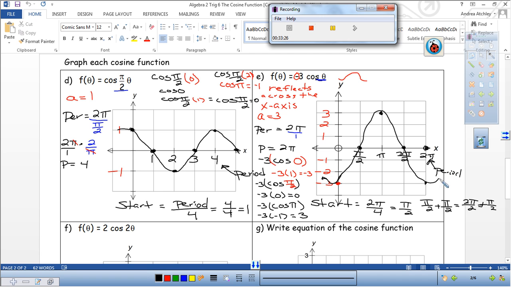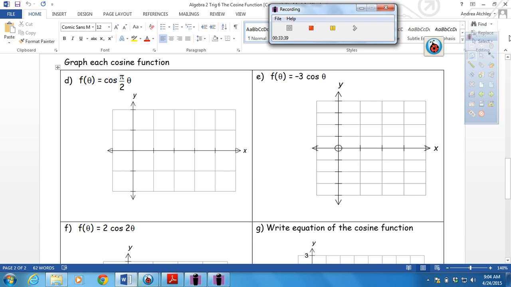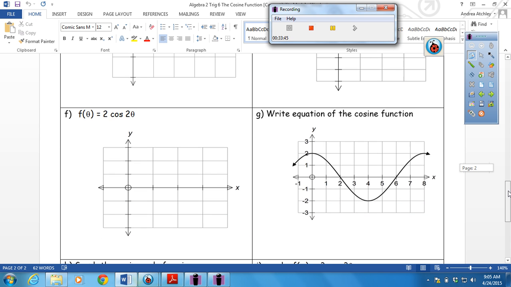Okay, so those are my cosine curves. Any questions? All good? Okay, everyone, try the next one on their own. You can do this.